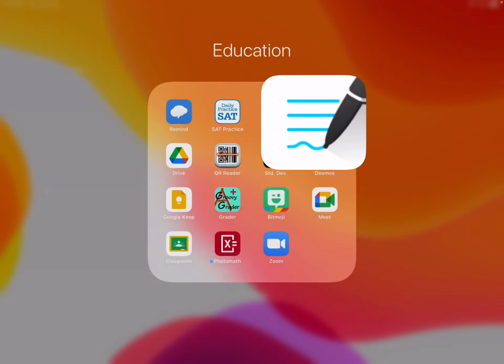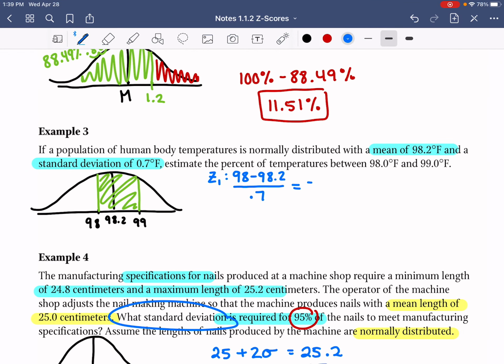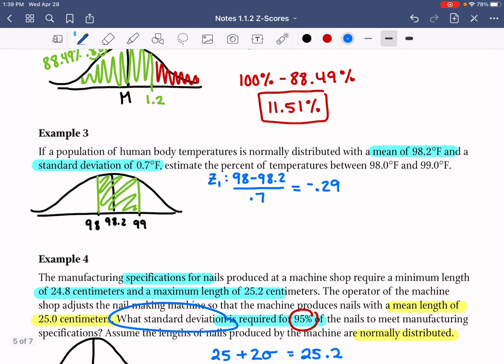So 98 minus 98.2, and then divide that by your standard deviation of 0.7. So I get negative 0.2857. You only want 2 numbers after the decimal for Z-score, so negative 0.29. So negative just means that we're below the mean, which we're to the left, so that's good. So we're 0.29 of a standard deviation, not a whole standard deviation, 0.29 of a standard deviation below the mean.